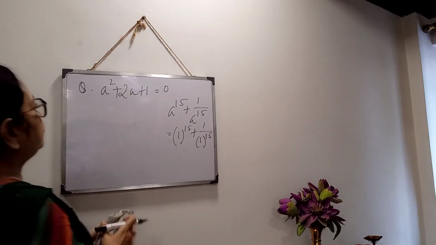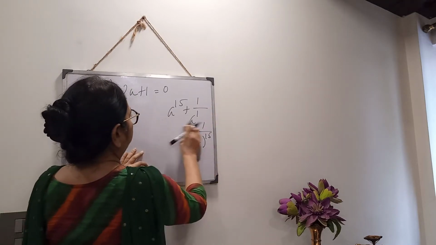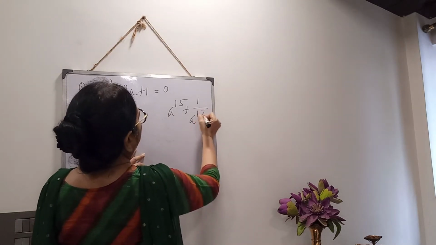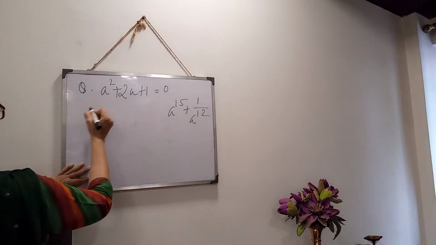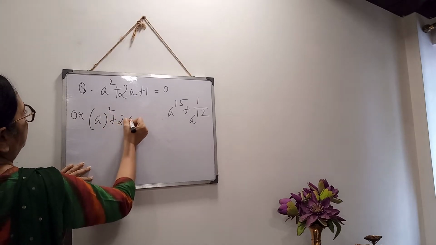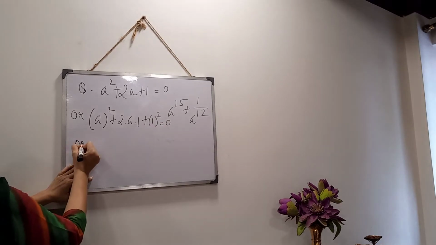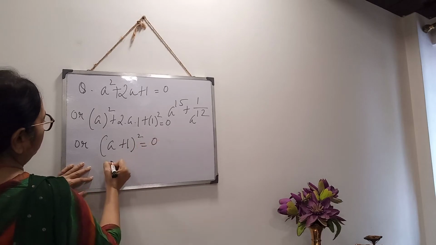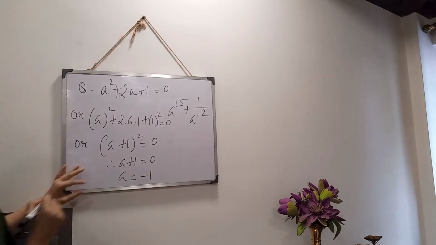Then it is given, suppose find the value of this. I am changing here the power. A to the power 15 plus 1 by a to the power 12. Suppose it is there. Now from here, what we can write? A square plus 2 into a into 1 plus 1 square equal to 0. This is coming a plus b whole square formula. Clear? A plus b whole square equal to 0. That means a plus 1 equals 0. Value of a is coming minus 1.